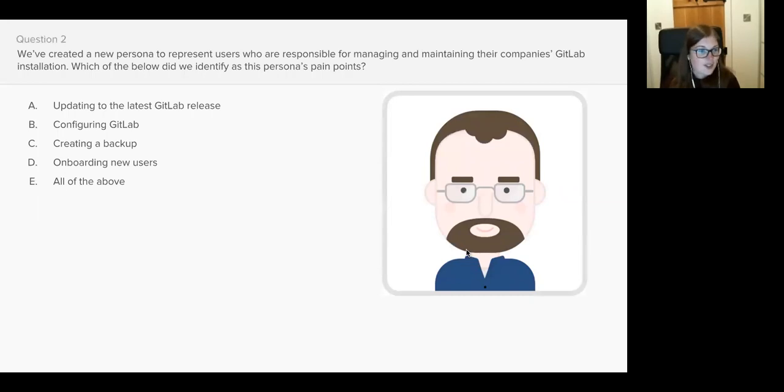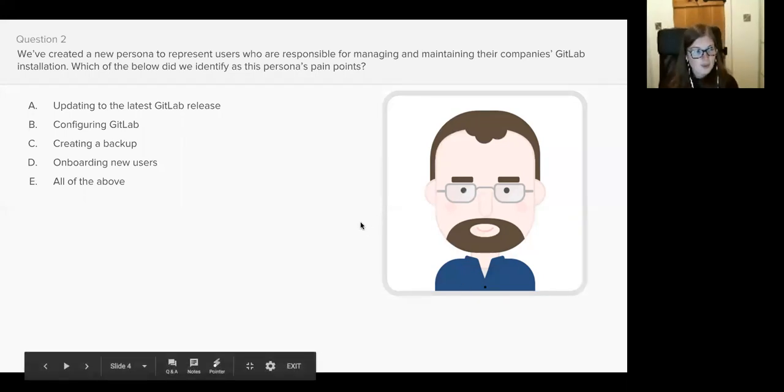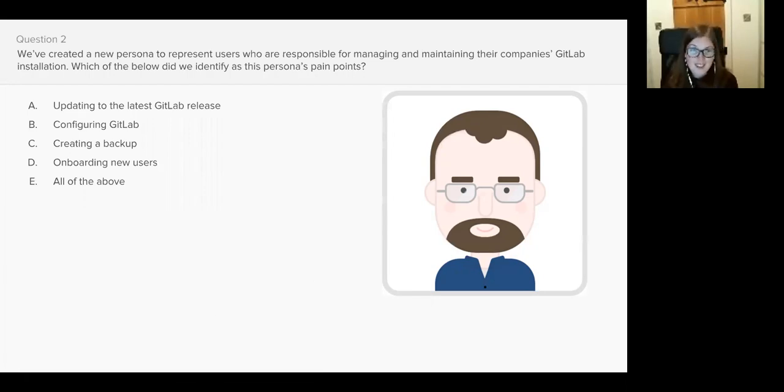This is an illustration of our new persona, and he is responsible for managing and maintaining his company's GitLab installation. But what are his pain points? Okay, you've got 3 seconds left to answer, 2 seconds left to answer, and one. So the answer is E, all of the above.